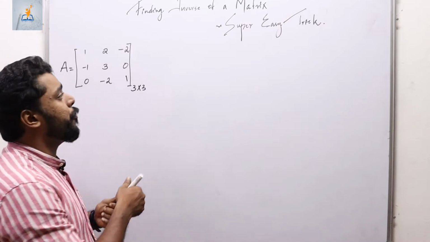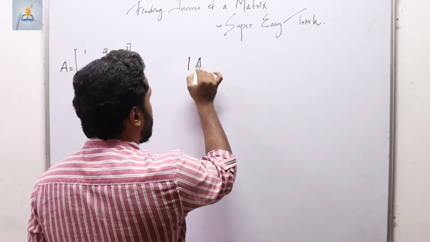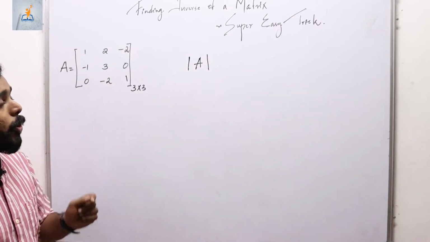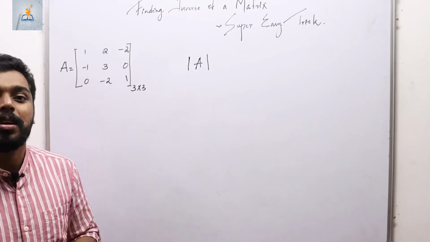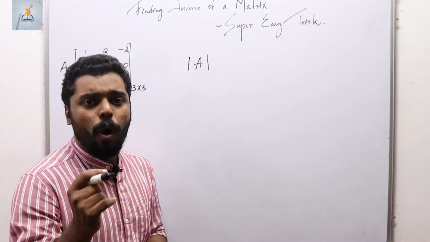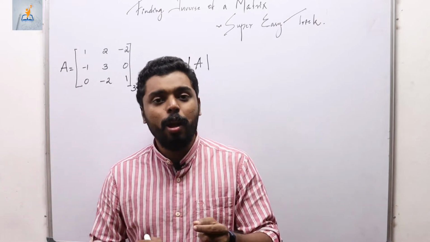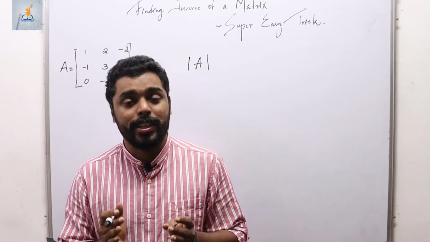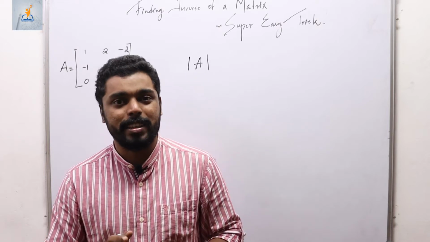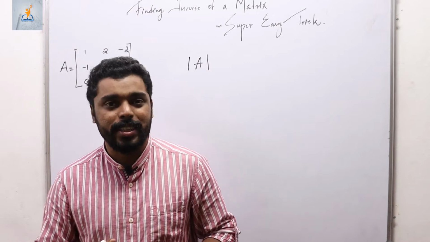So we shall directly find the determinant of this matrix. Let it be determinant of A. And as you all know, the method of finding the determinant of any square matrix is by the usual method. If you don't know this usual method, I'll put the link of the lecture explaining the method of finding the determinant of any 3 by 3 matrix in the description, and you can check it out.